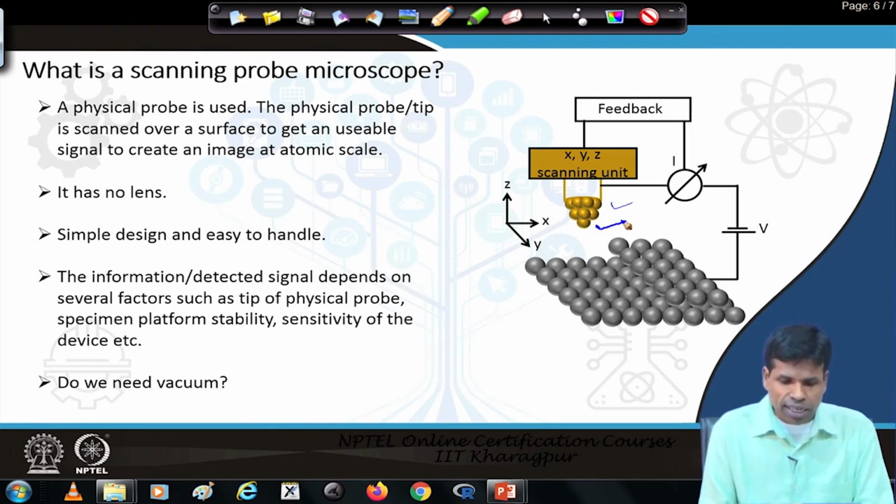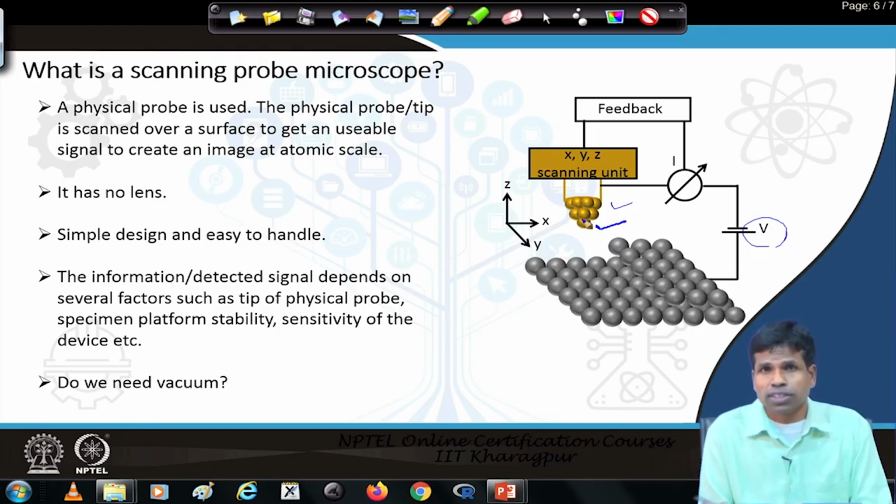The information or detected signal depends on several factors such as the tip of the physical probe, specimen platform stability, and sensitivity of the device. These factors play a significant role in getting the information from the surface. Like if the tip is very close to the specimen, and if you apply a bias, then current will pass between the sample and tip. If the tip is closer to the specimen, more current will pass. If the tip is a little away from the specimen, less current will pass.